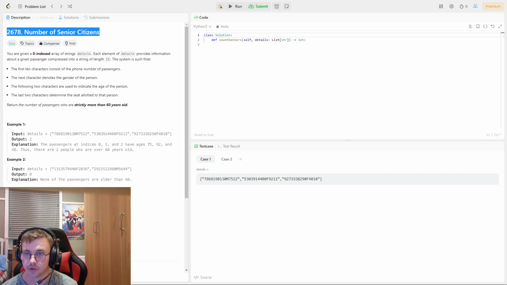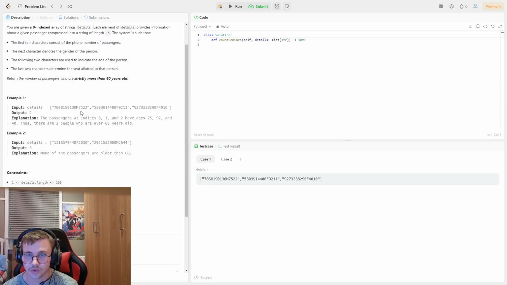So we're just going to read through the spec here. You're given a zero-indexed array of strings details. Each element of details provides information about a given passenger, compressed into a string of length 15. The system is such that the first 10 characters consist of the phone number, the next character denotes the gender, the next two characters are used to indicate the age of the person, and the last two determine the seat allocated to the person. So, return the number of passengers who are strictly more than 60 years old.